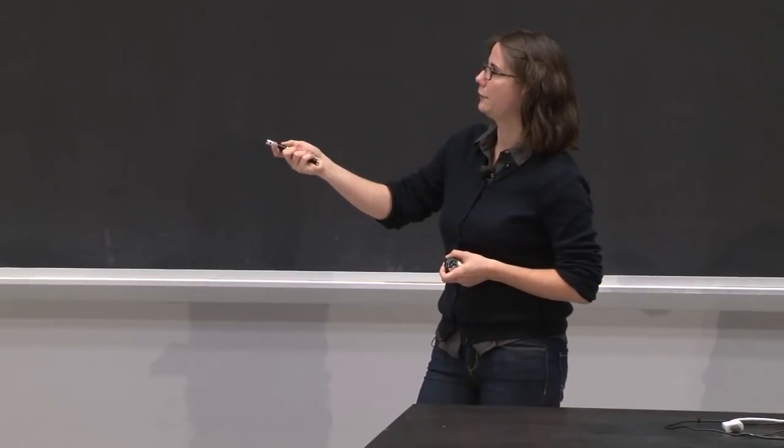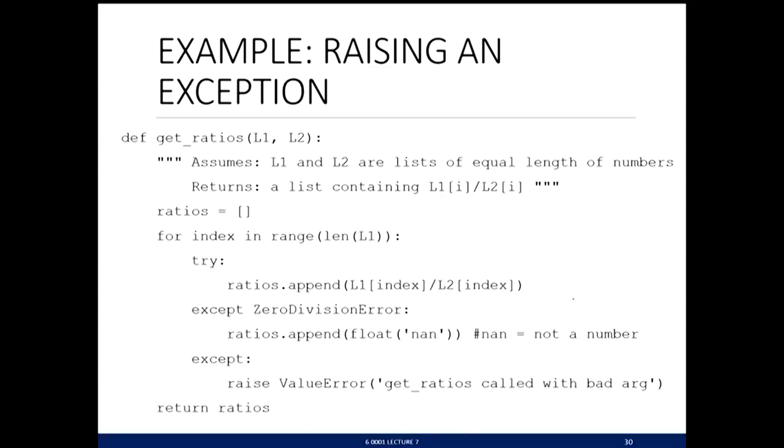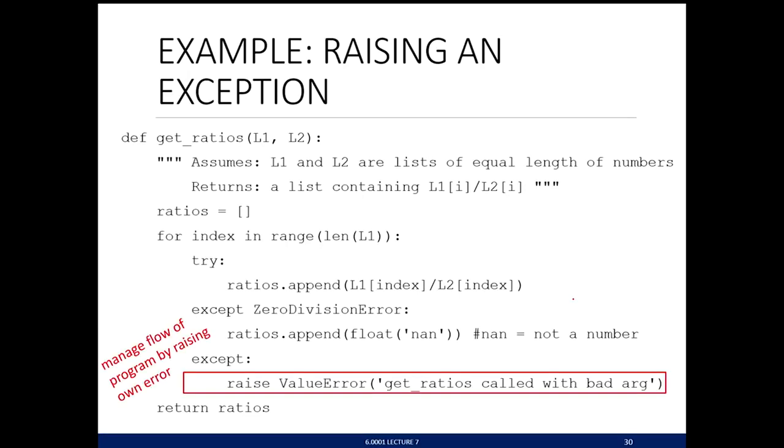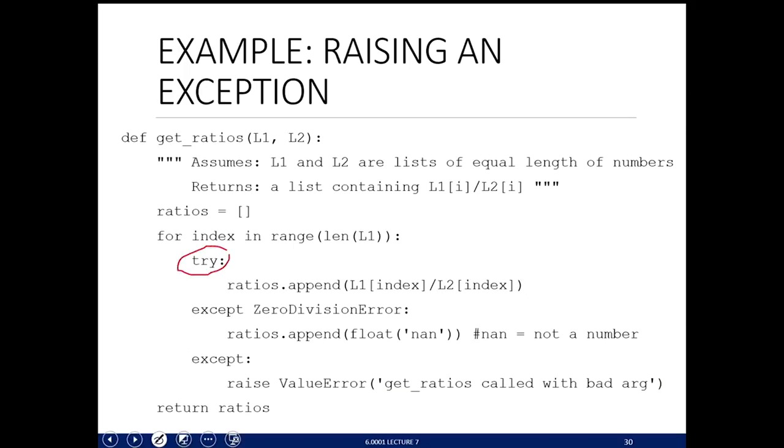I have this function here called getRatios. It takes in two lists, L1 and L2, and it's going to create a new list that's going to contain the ratio of each element in L1 divided by each element in L2. So I have a for loop here, for index in range length L1. So I'm going through every single element in L1. I'm going to try to do this line. So I think that this line might give me an error. So I'm going to put it in a try block. The error I think I'm going to get is a zero division error, because what happens when an element in L2 is 0?